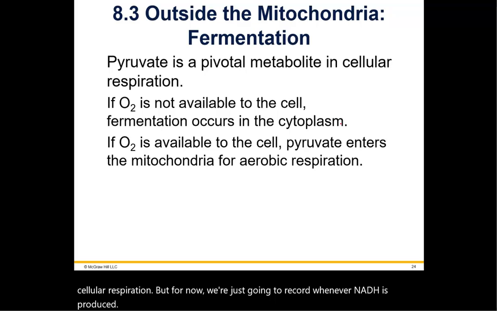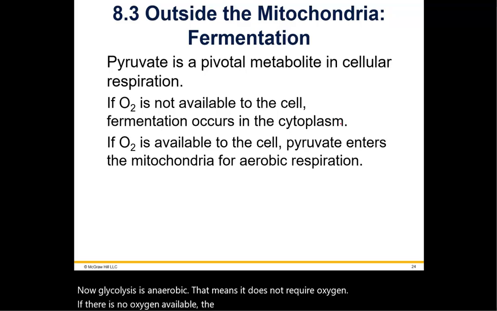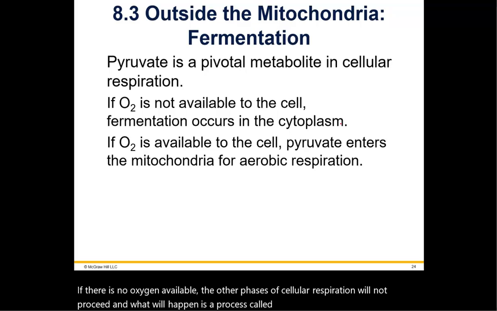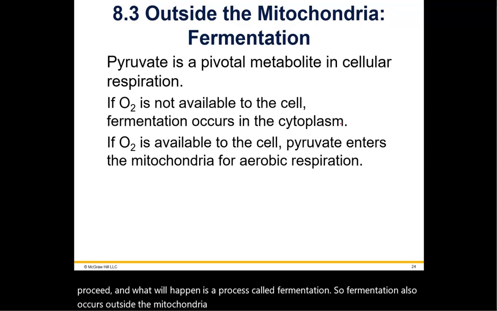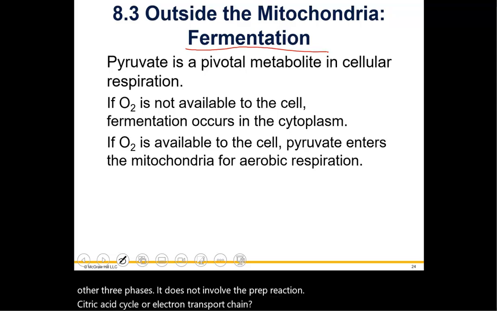Now, glycolysis is anaerobic. That means it does not require oxygen. If there is no oxygen available, the other phases of cellular respiration will not proceed. And what will happen is a process called fermentation. So fermentation also occurs outside the mitochondria, and it includes glycolysis, but it does not involve the other 3 phases. It does not involve the prep reaction, citric acid cycle, or electron transport chain.